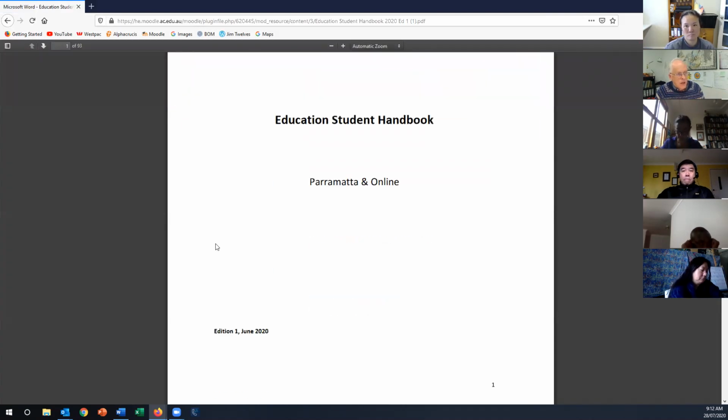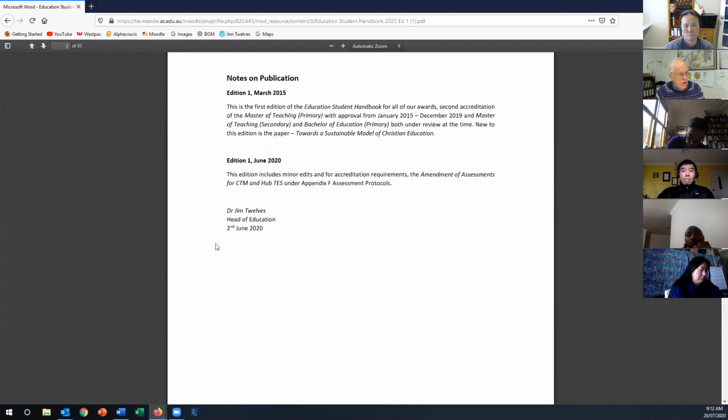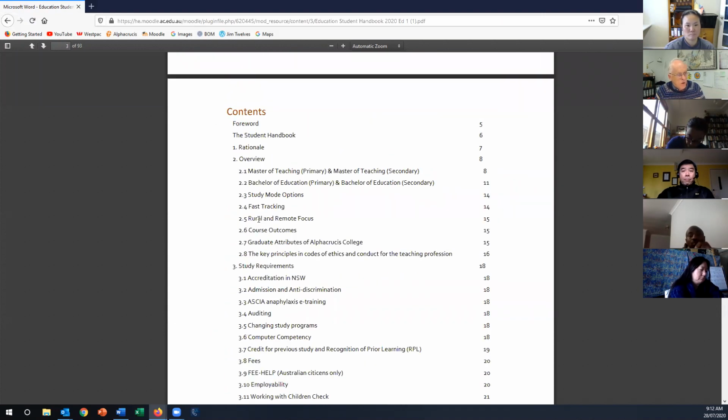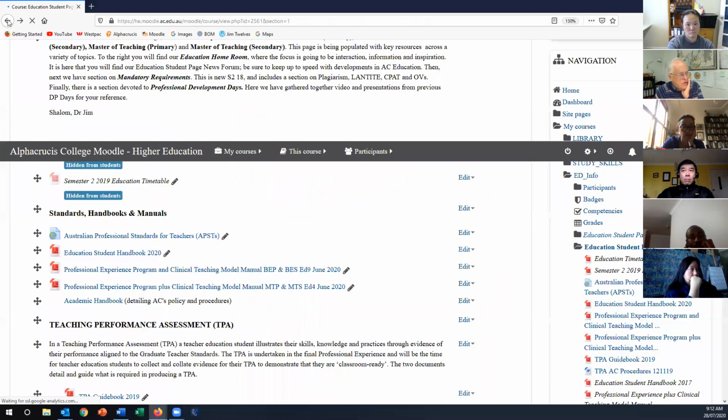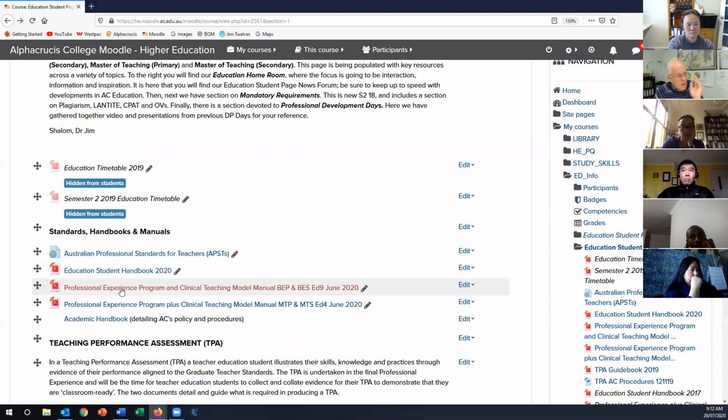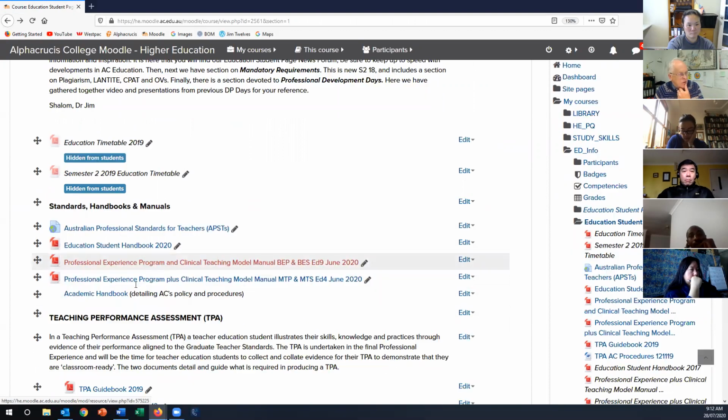absolutely essential. And if you go to the contents page in there, they all should be linked. And if they're not, then that's an issue, but you can scroll through to the page number. Yes, if you download it, I think it goes into a link. So the Education Student Handbook is absolutely crucial. And when you get onto placements, you need to get into the professional experience program manual for bachelor or master's. So those two are absolutely vital to you.